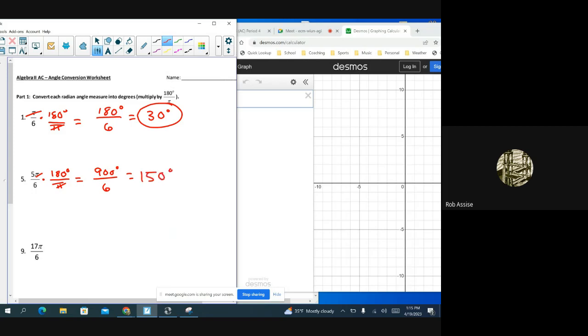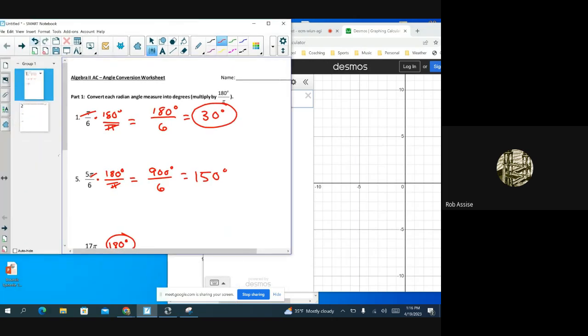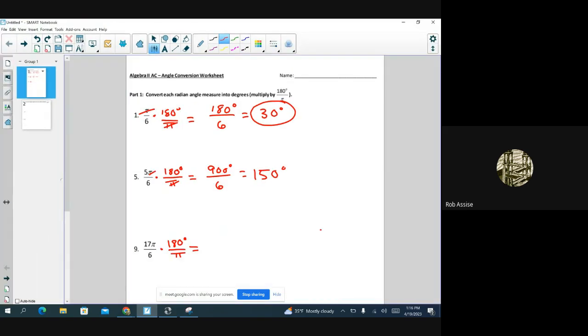And then finally, something slightly more complex, number 9, one that I probably won't be able to do in my head. So when we look at converting this one, again, we're just going to multiply by that conversion factor, 180 degrees over pi. So if we want to get in degrees, the 180 degrees will be in the numerator. So that's one big thing to keep in mind here. So as we work our way through this one, I'm going to, again, have those pi's cancel out.